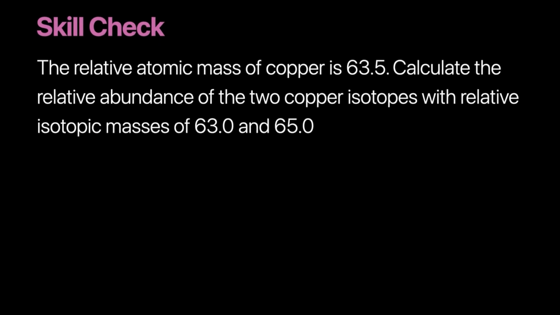Let's take a look at another example. Here it says that the relative atomic mass of copper is 63.5, and the two copper isotopes are 63 and 65. When you don't know the abundance of either isotope, generally this only works for elements that have only two isotopes. So it's copper 63 and copper 65, and let's call this X, and this will therefore be 100 minus X in terms of abundance.